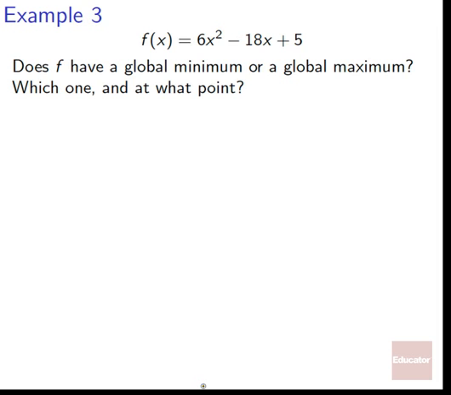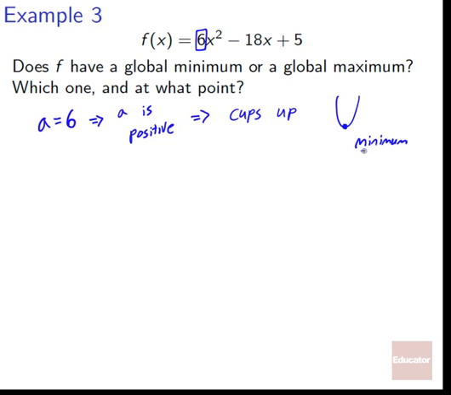All right. Third example, f of x equals 6x squared minus 18x plus 5. Does f have a global minimum or a global maximum? And then, which one and at what point? So, if f of x equals 6x squared, then notice a, ax squared plus bx plus c, they wind up being the same in f of x, a times x minus h squared plus k. So a equals 6. So if a equals 6, then a is positive. So if a is positive, we've got cups up. So if it cups up, then it's going to have a minimum.